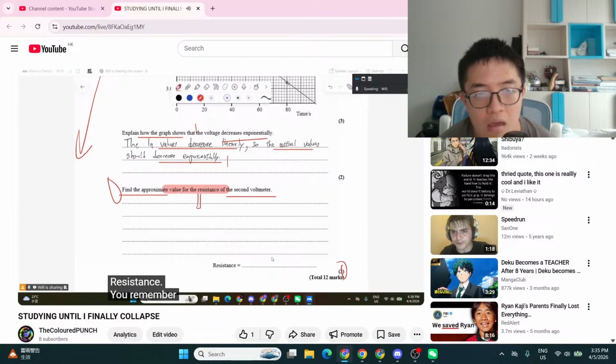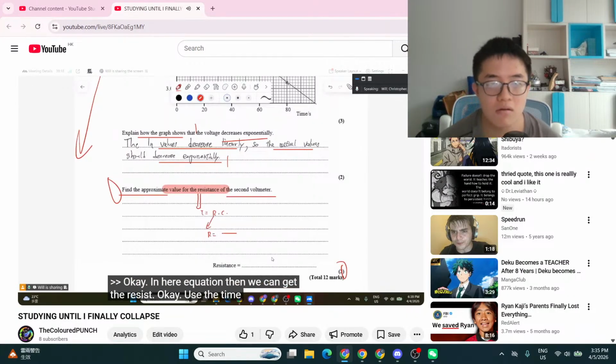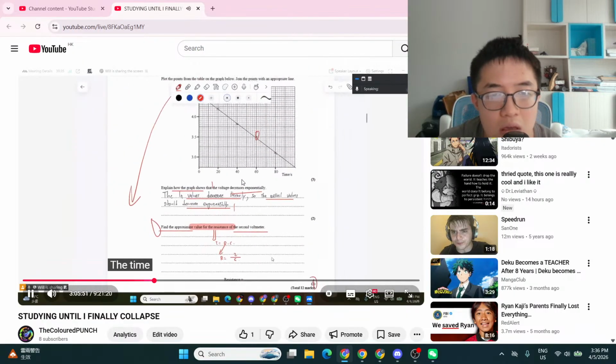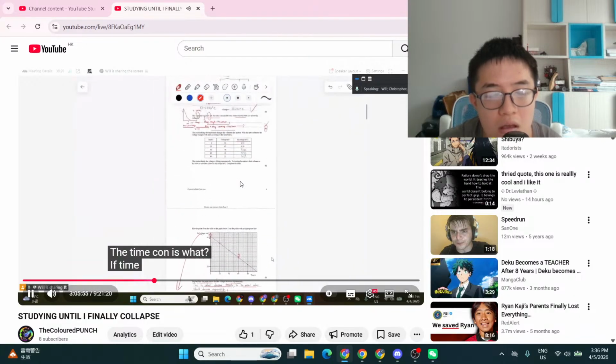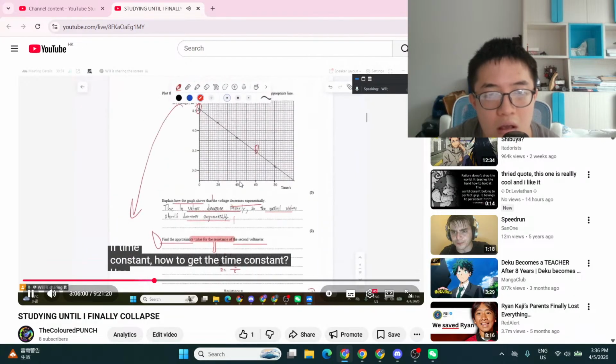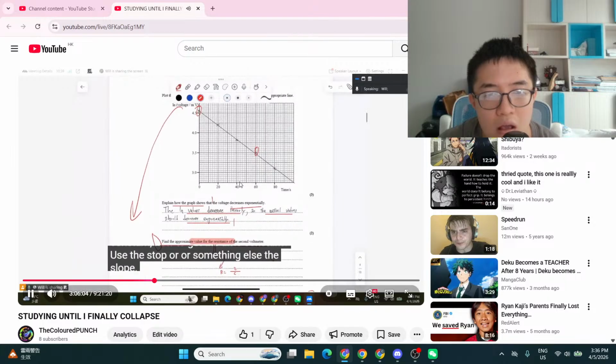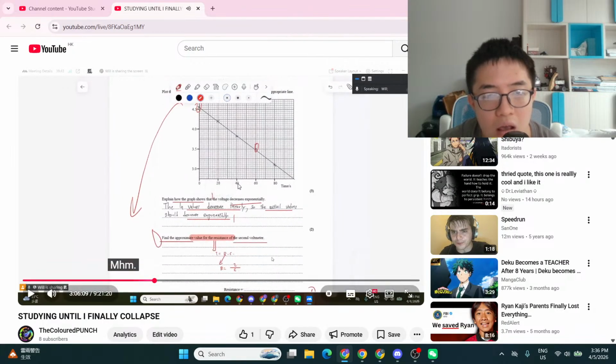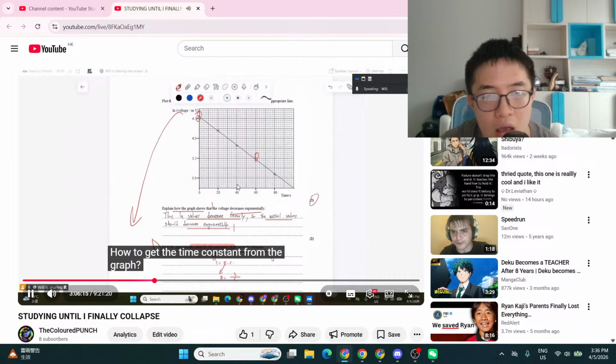You remember the time constant? The time constant is what? It's the product of resistance times capacitance, right? Oh yeah. In this equation, then we can get the resistance. Use the time constant, RC over capacitance, right? How to get the time constant? Use the slope or something else? The slope. How to get the time constant from the graph?